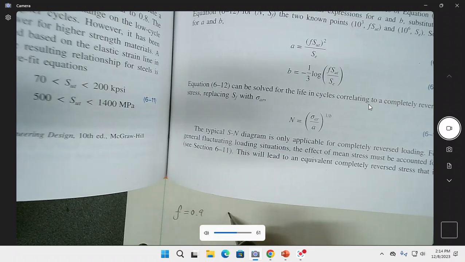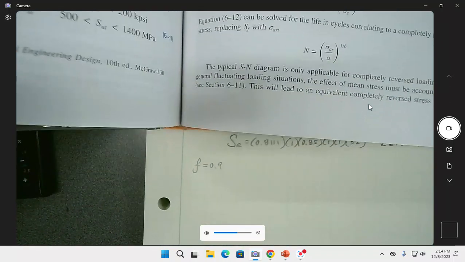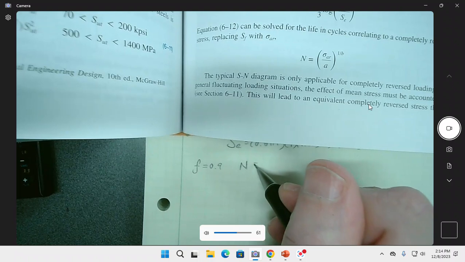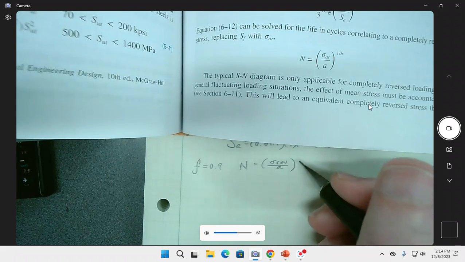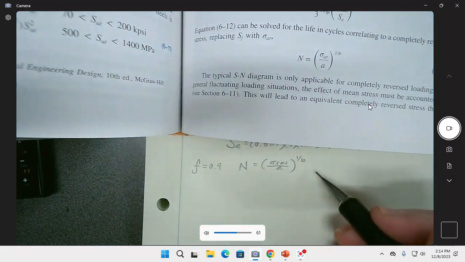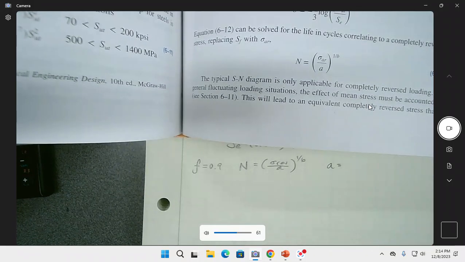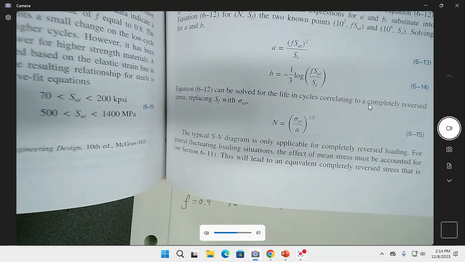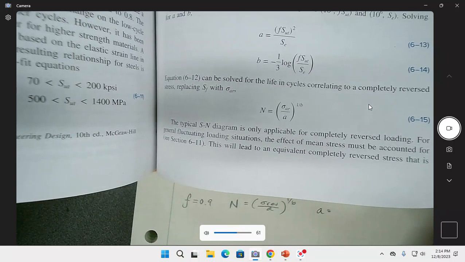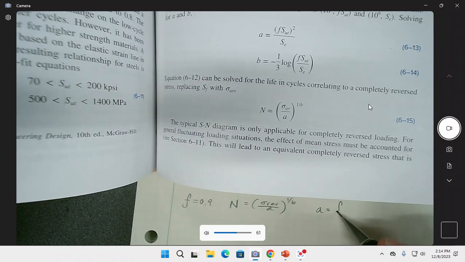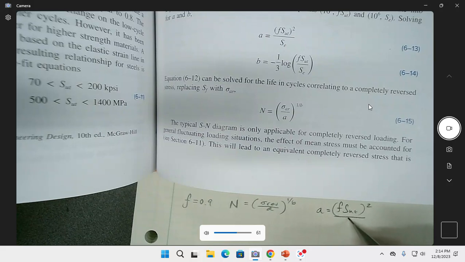So the equations here for the coefficient: we're doing this to find out the number of cycles. N is equal to reversals over A, to the 1 over B, right? That's the relevance of this, and that's why I'm writing it right there. Where A is equal to, this is equation 6-13, F SUT squared over SE.